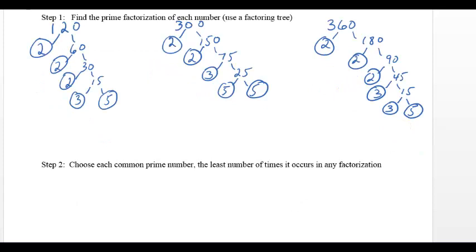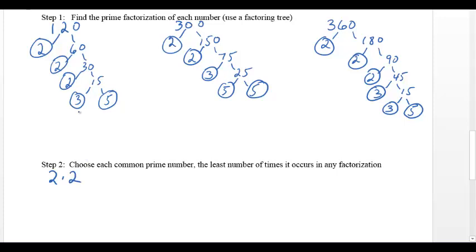Step 2. Choose each common prime number the least number of times it occurs in any factorization. So let's start with the factor 2. 2 occurs 3 times in the factorization of 120, 2 times in the factorization of 300, and 3 times in the factorization of 360. So the least number of times 2 occurred was twice. So we write down 2 factors of 2.